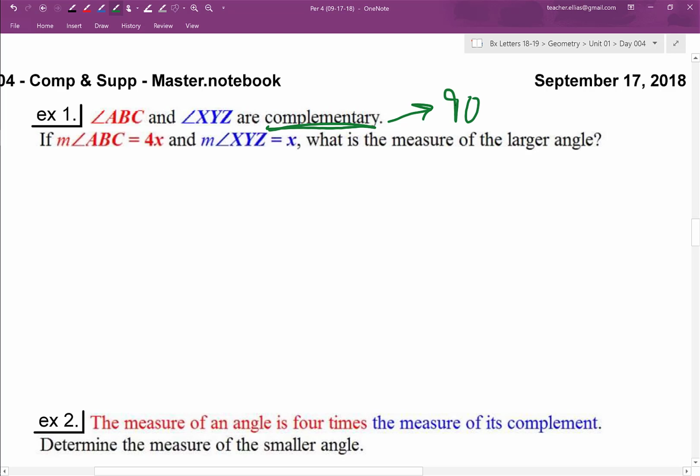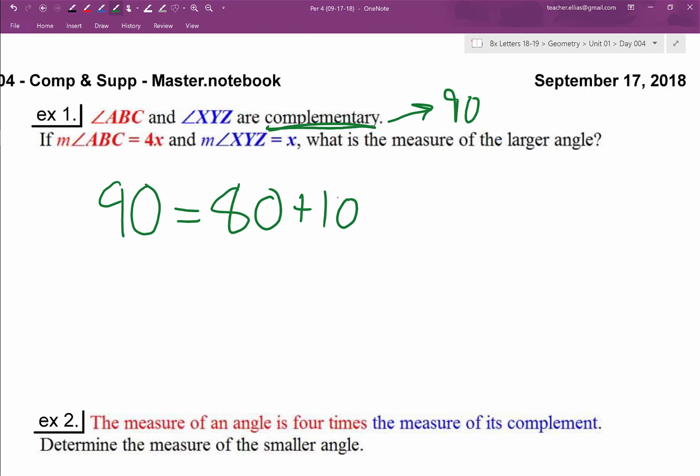Jacob, can you make an equation based off of what Diomi's telling you? So 90, wait, what did you say? 80 plus 10. Is what Jacob's saying true? Here's the difference. Do you know that one of your angles is 80? No. It's 4x, and plus x. But can't you just add the x's to get 5x? Yeah, that's what I was saying.